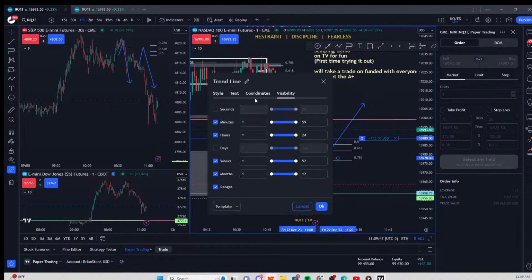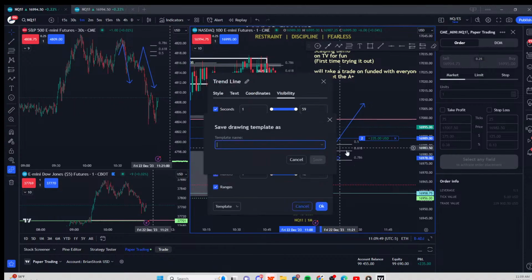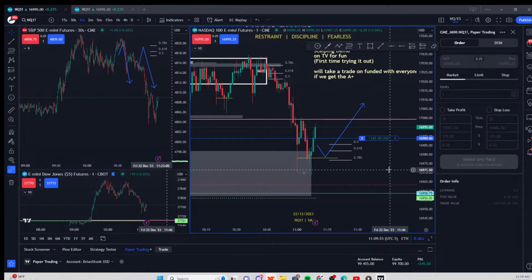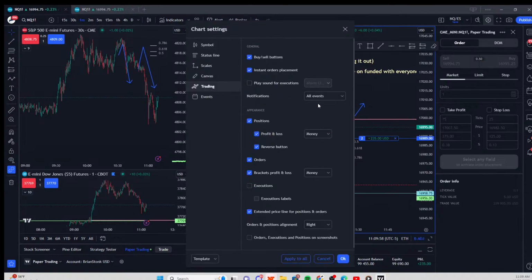Let me change some settings real quick. I want to have it on the 30-second too. Notification rejection only. Oh, okay, I see what that means.